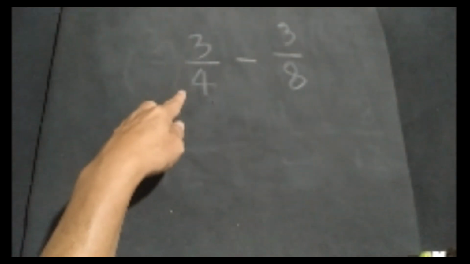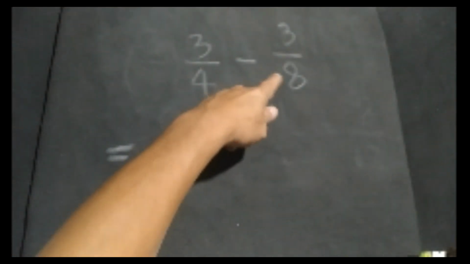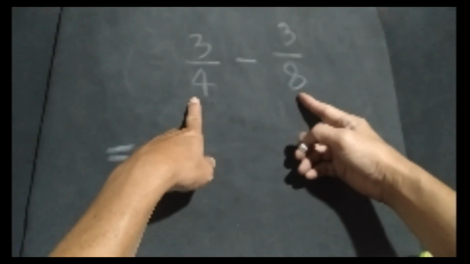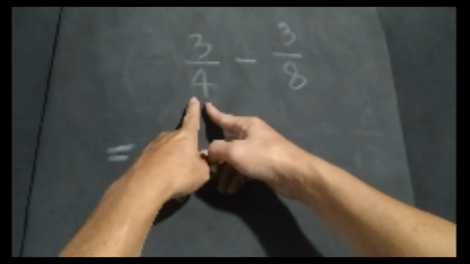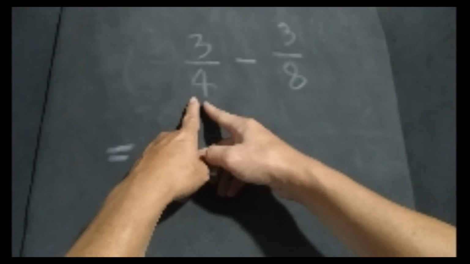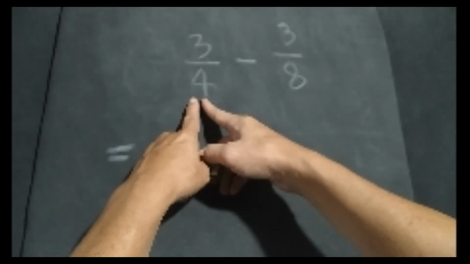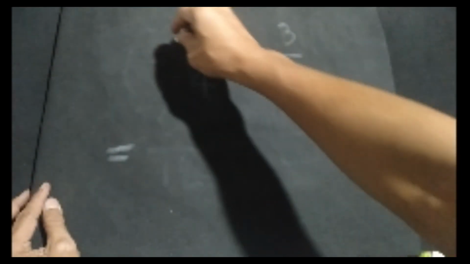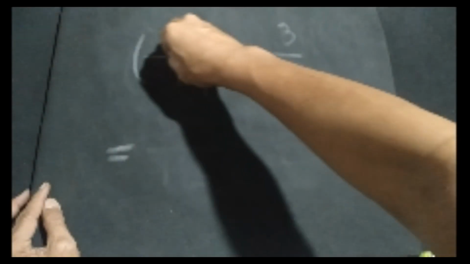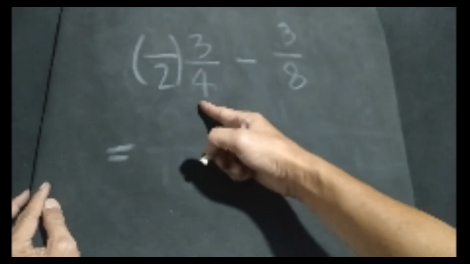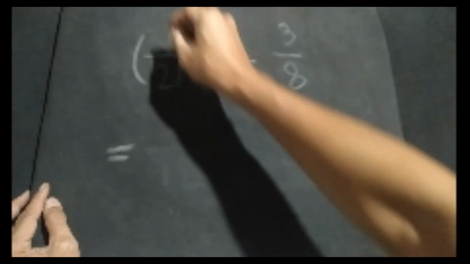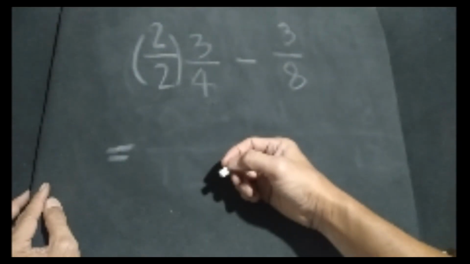We have 3/4 minus 3 over 8. The bottom has different numbers. Ask yourself with number 4, what number times 4 becomes 8? We have to times number 2. 4 times 2 equals 8. So the bottom times 2, the top times 2.